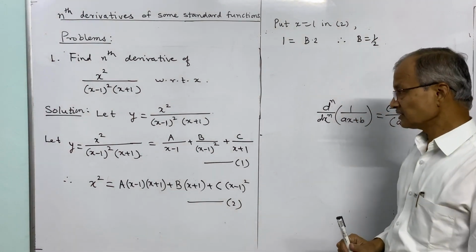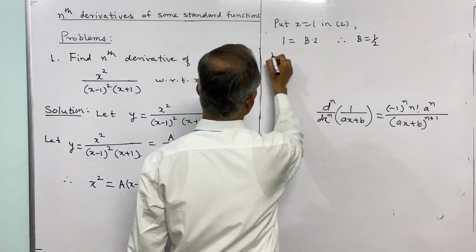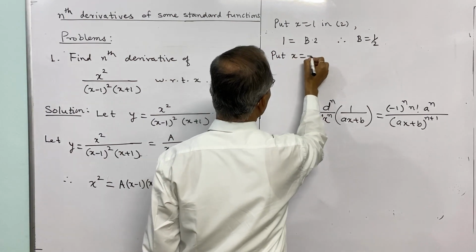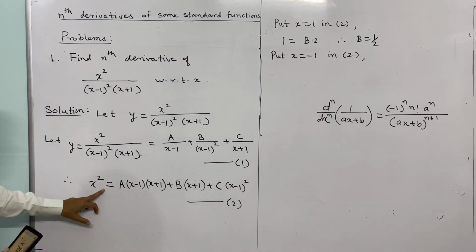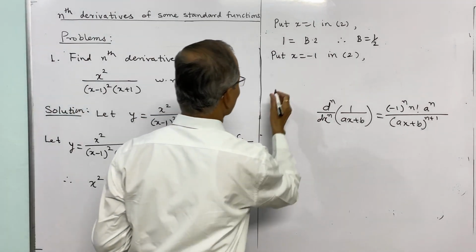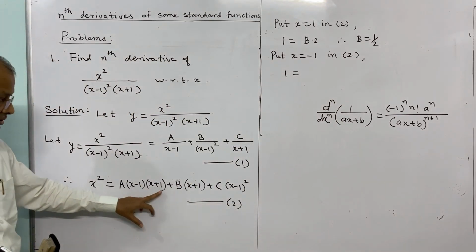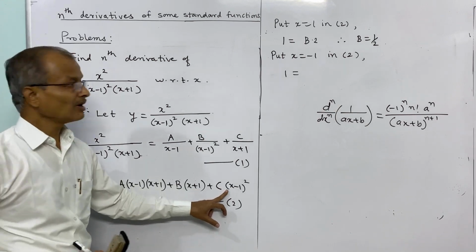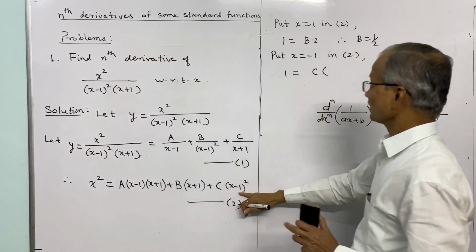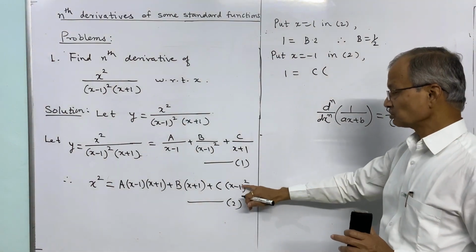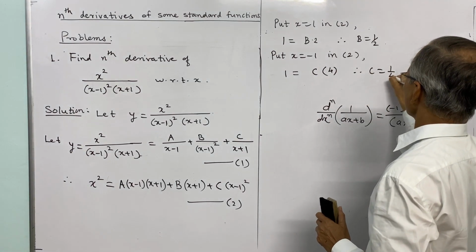Next we put x is equal to, say the second term, that is minus 1. Put x is equal to minus 1. And what we shall get? This is minus 1 square, which is again 1, and on the right side x is minus 1, so this is 0, but this is non-zero, and that is c into minus 1 minus 1. X is minus 1, so minus 2 square, that is 4, and therefore c is equal to 1 by 4.